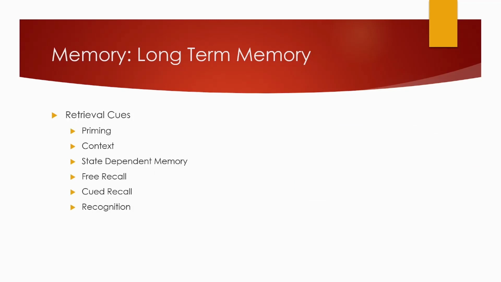Retrieval cues. These are how you recall a memory. Context is when the environment affects your recollection. State-dependent memories claim that if you are drunk and learn something, you'll recall that memory when you are drunk next. That being said, please do not get drunk and study for the MCAT. You can stay sober and recall this when you're sober later, too.